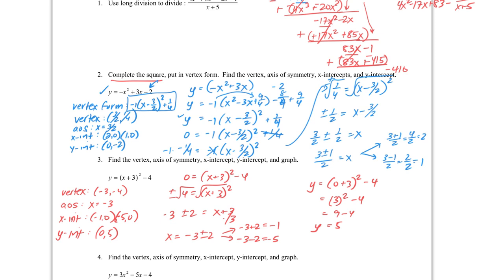And last but not least, I have to graph. So if I'm going to graph this, the graph that we would expect is we would expect to see the vertex: 1, 2, 3, 1, 2, 3, 4. So the vertex is here at (-3, -4). So my axis of symmetry runs through that. So there's the line x equals negative 3. My x-intercepts are (-1, 0) here, and then (-5, 0) here. And my y-intercept is (0, 5).